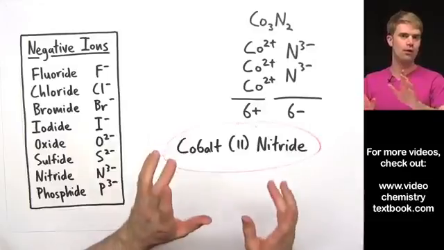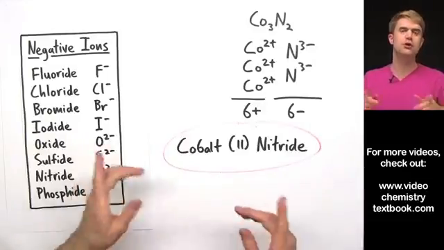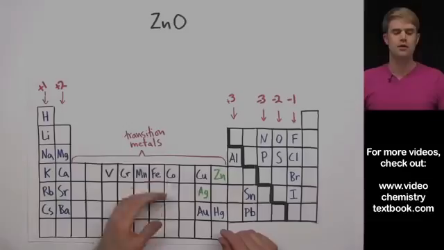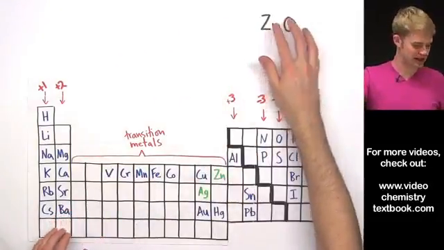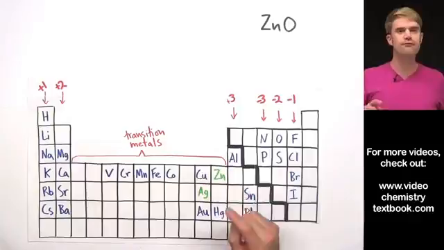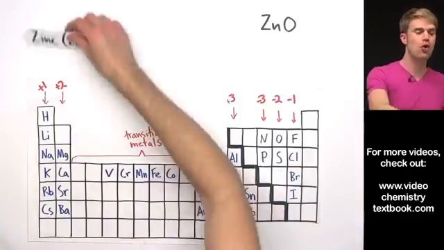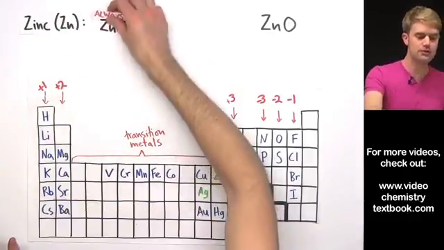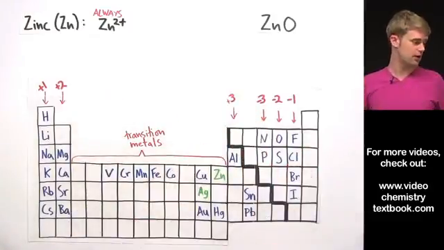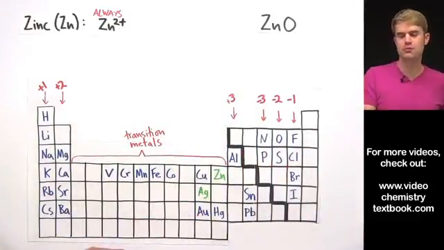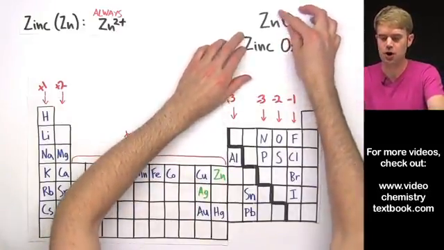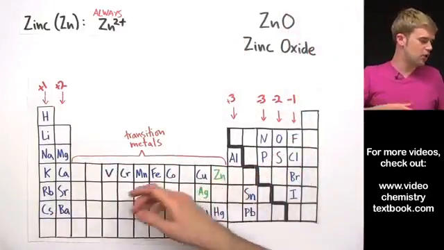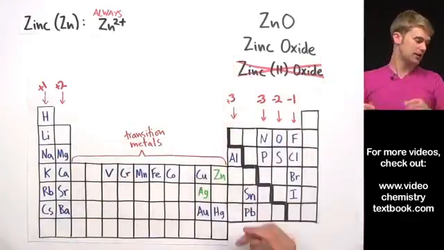Let's do a couple more. These might be a little bit more challenging, so it's probably worth checking them out. ZnO. All right, this is kind of a trick question actually, because Zn is one of the few transition metals that can only make one type of ion. It always makes a 2+ ion. Because there's only one possible ion, we don't need to use those Roman numerals in the parentheses. So we just call this zinc oxide. We don't call it zinc(II) oxide.